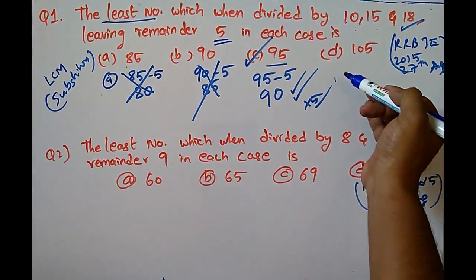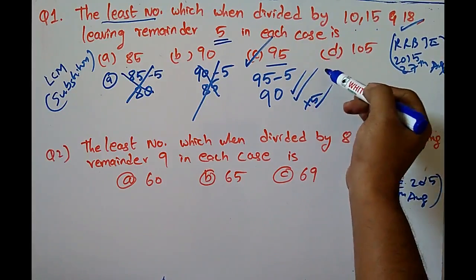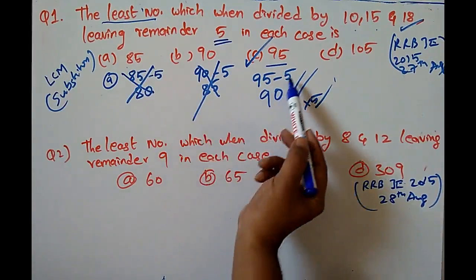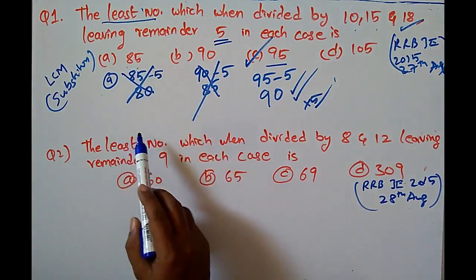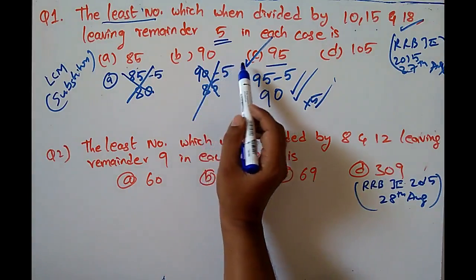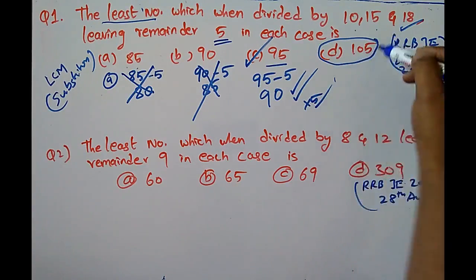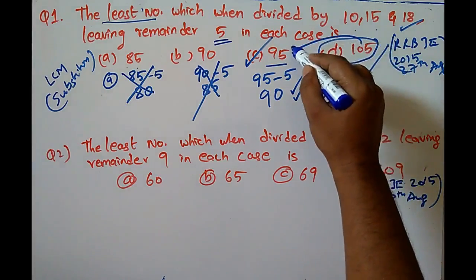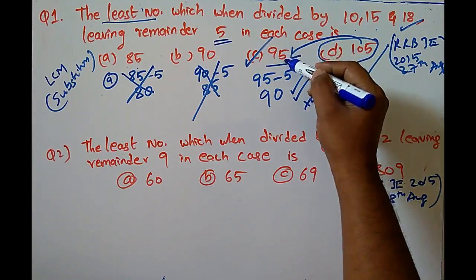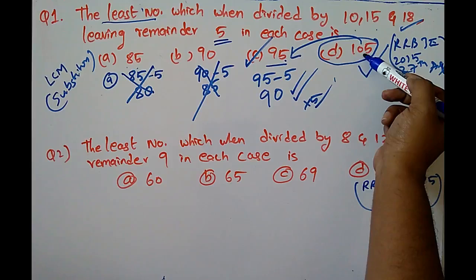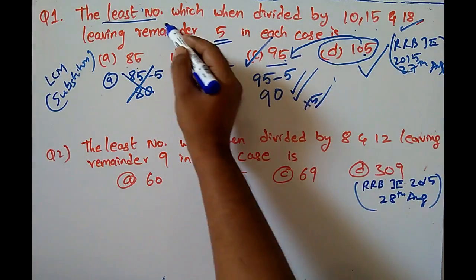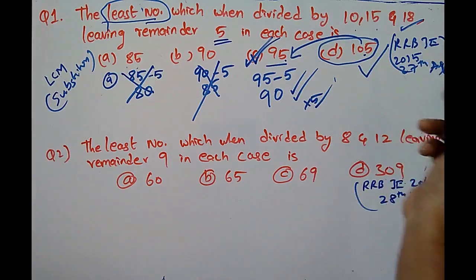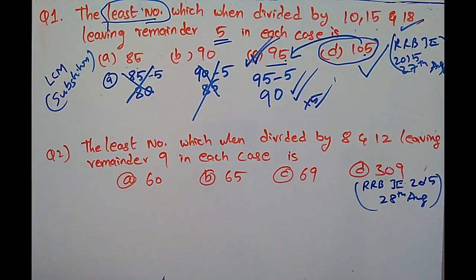See friends, we have to check the options in such a way that we start from the least number. We have to check from the least number. Even if the D option is satisfying our procedure, still we will choose the least number, because here 95 is less than 105. Here the question is to find the least number, so we will go for the least value option.